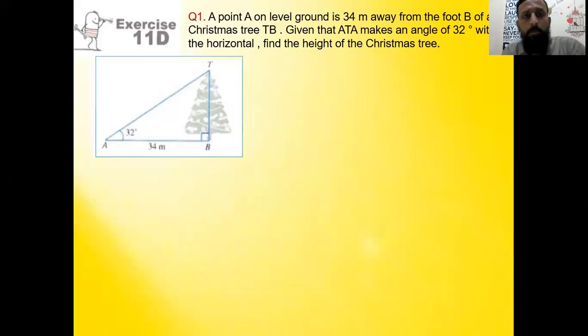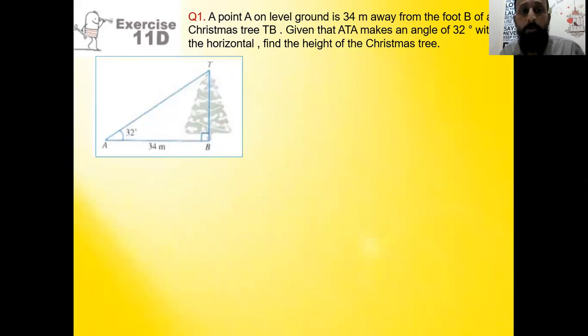All right, this is another question, exercise 11D. A point P on a level ground is 34 meters away from the foot B of a Christmas tree TB. Given that PT makes an angle of 32 degrees with the horizontal line, find out the height of the Christmas tree. Now, boys and girls, they are representing this length TB for the height of the Christmas tree.